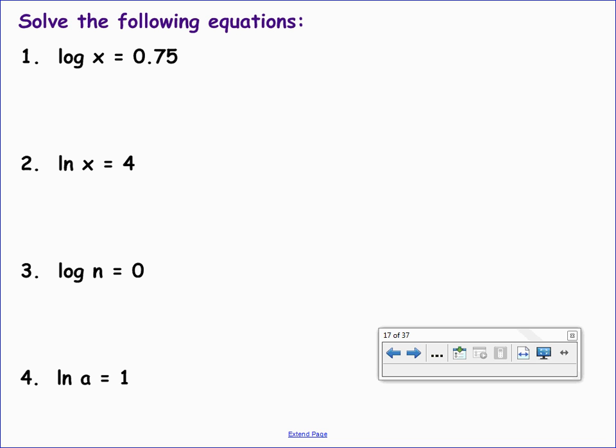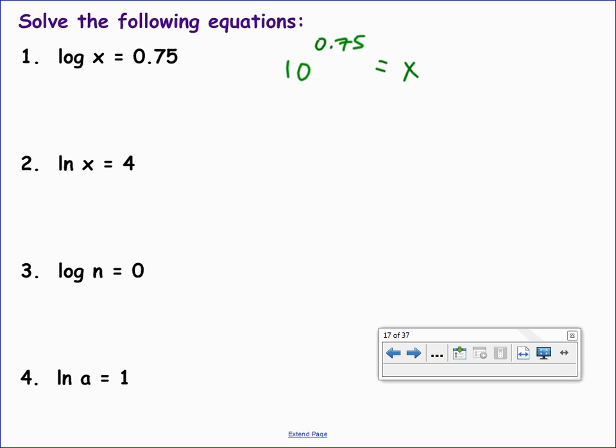We can solve these equations by rewriting in exponential form. I want you to tell the class what the invisible base on a common log is when I call your name. What's the invisible base on this common log, this log? Caitlin? 10, thank you. And so to rewrite this in power form, this is like 10 to the 0.75 equals x.